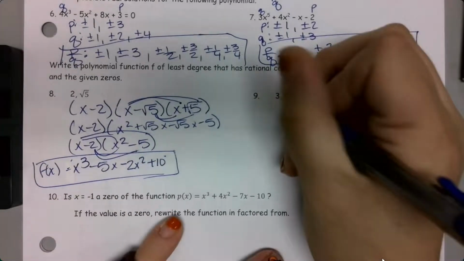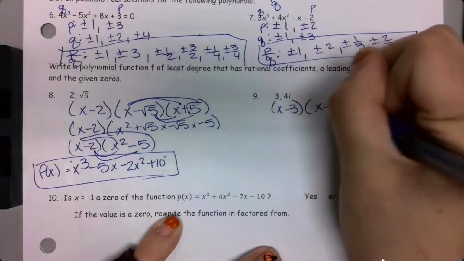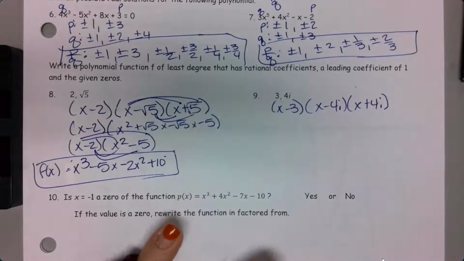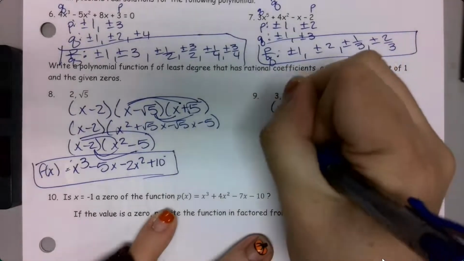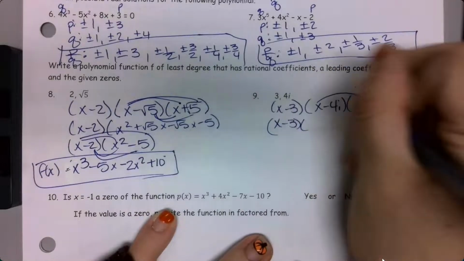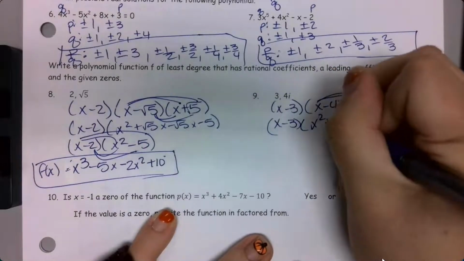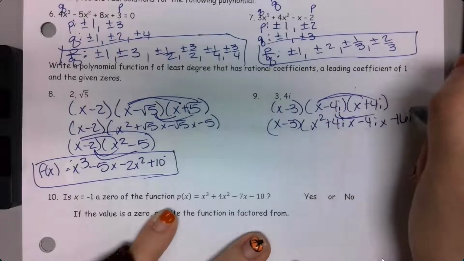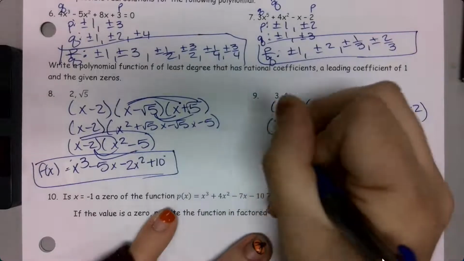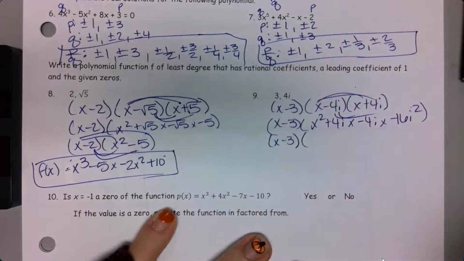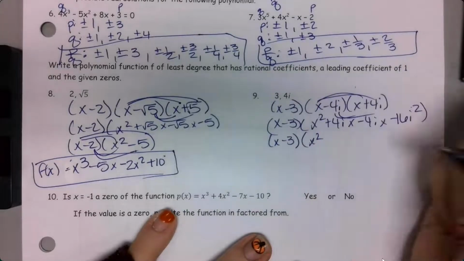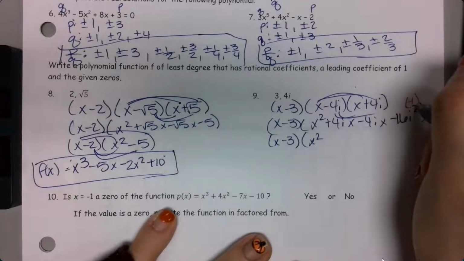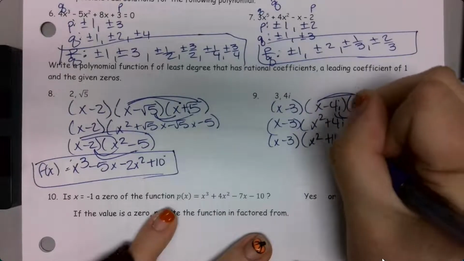The same thing for 9. I'm going to have x minus 3. And then I have x minus 4i and x plus 4i, because i's come in pairs. I'm going to multiply my i's out first. So that's going to give me x squared plus 4ix minus 4ix minus 16i squared. So my x minus 3 stays the same. Remember, i squared is going to turn into negative 1. So I have negative 16 times negative 1, which is going to turn that into a positive 16.